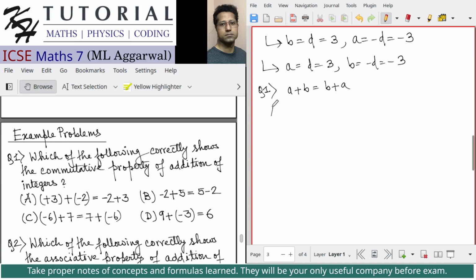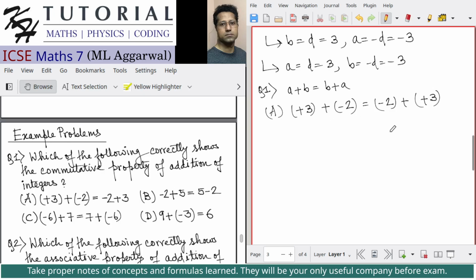Now let's see choice A. The left hand side is plus 3 plus minus 2. That is, we are adding minus 2 and plus 3. Plus 3 and minus 2 are the two integers. To demonstrate the commutative property of addition on these two integers, I must write that this is equal to minus 2 plus 3.